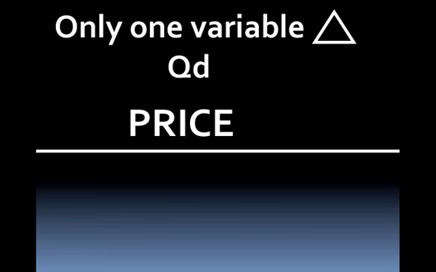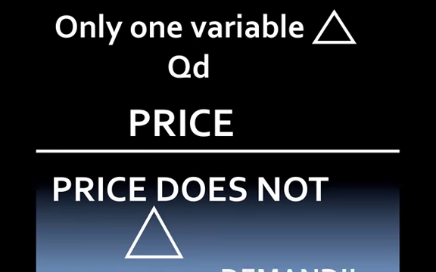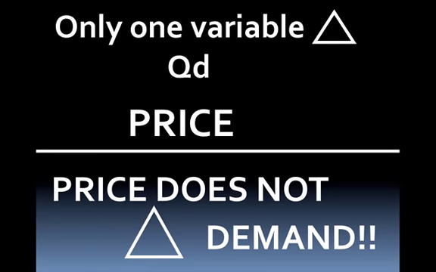Now you should be able to finish this part of the slide. It says only one variable changes quantity demanded, and hopefully you know that that one variable is price. Again, don't get sucked into the lazy man's economic vocabulary of saying, well, price is going to change, so demand changes. That's just not simply accurate. Remember, price does not change demand. It only simply affects how much of something is being demanded. That would be the quantity demanded.